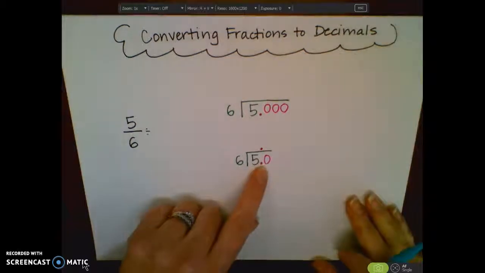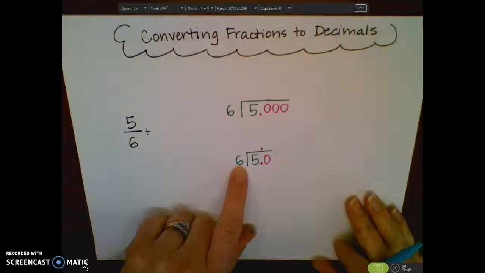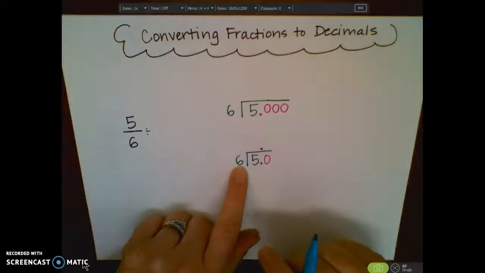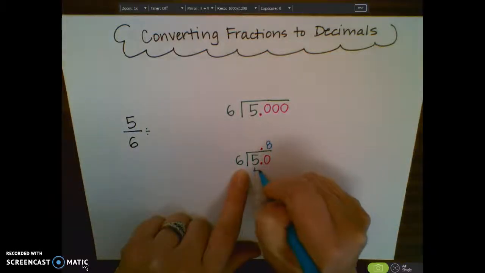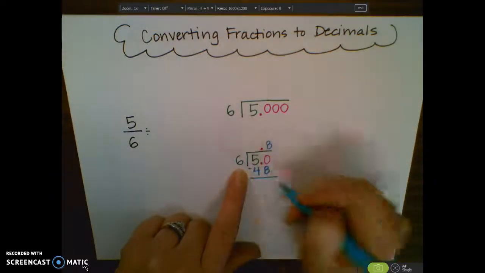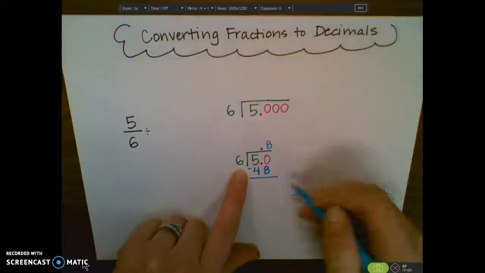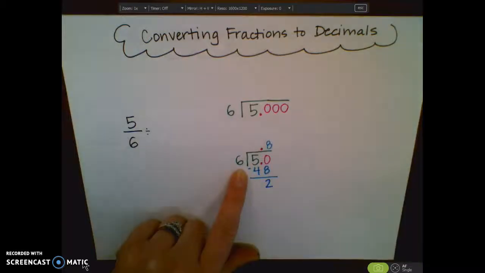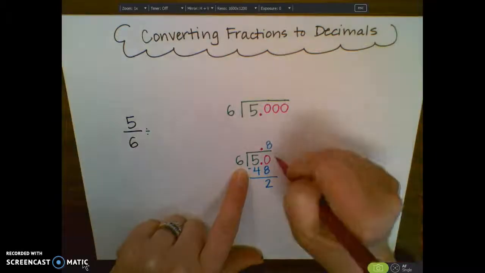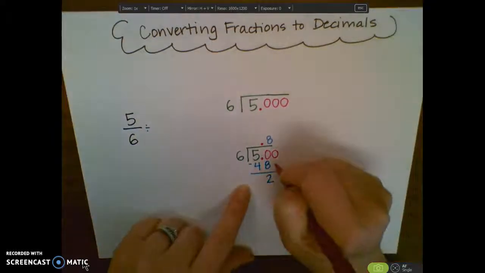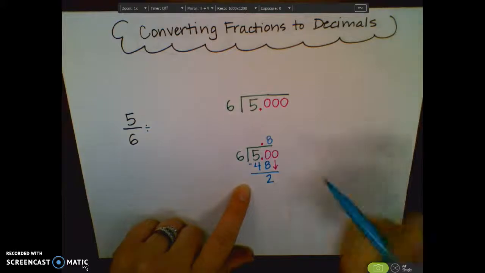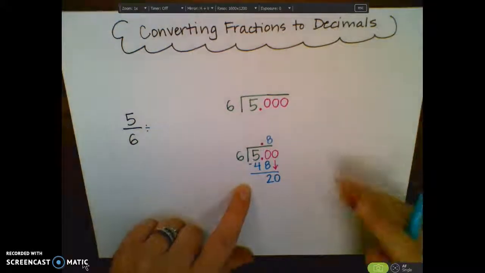Okay, so first I'm going to ask myself, what is 50 divided by 6? I know I can take away 8 groups of 6, and that gives me 48. 9 groups of 6 is too much, that's 54. So 8 groups of 6 is 48. And now I'm going to subtract that amount to see how many are left over. 50 minus 48 is 2. And then, if I need to keep going on my decimal, all I need to do is add another 0 here, because now I still have the same value, but I have a 0 that I can bring down into my remainder, and I can do dividing again.